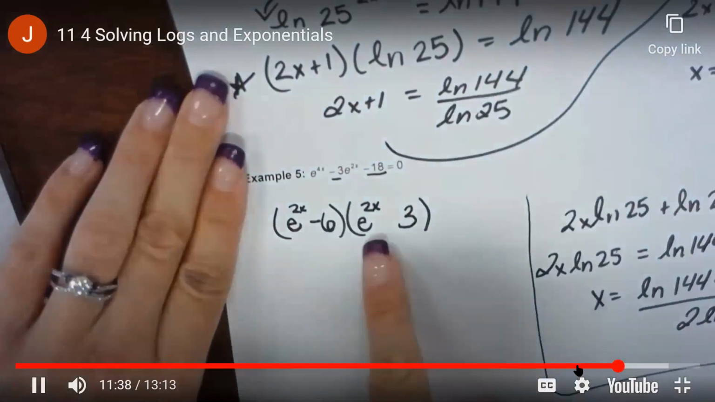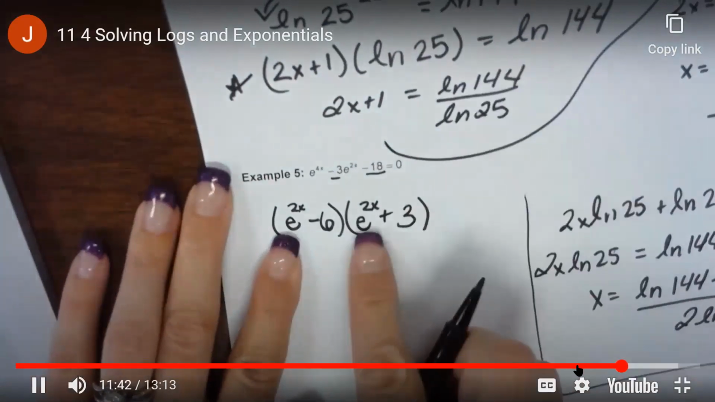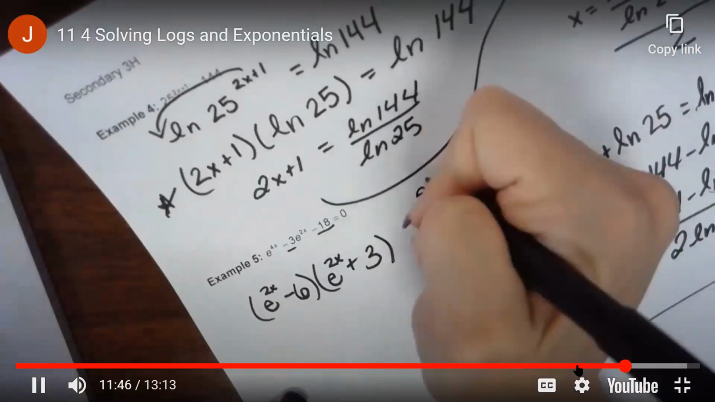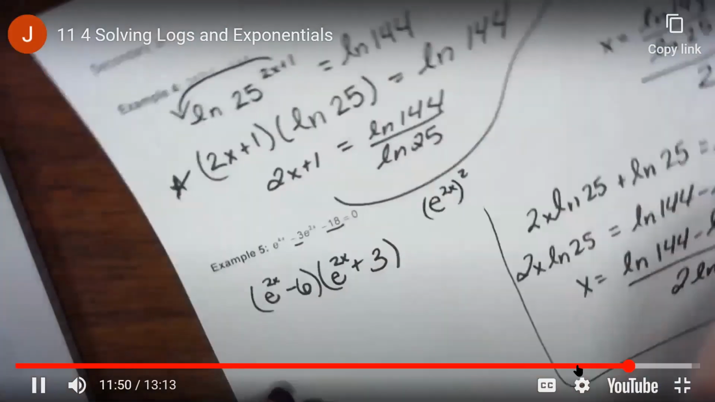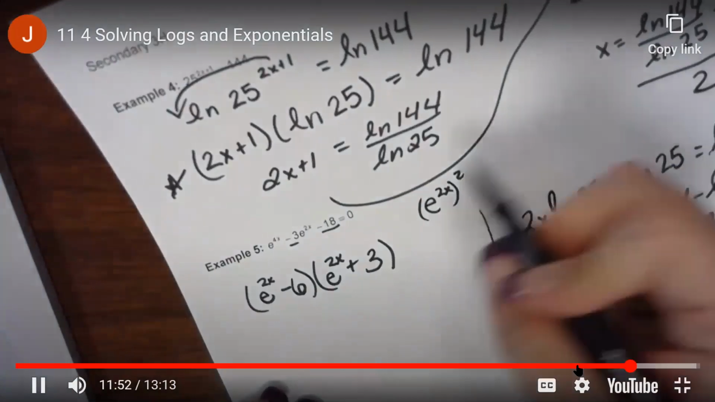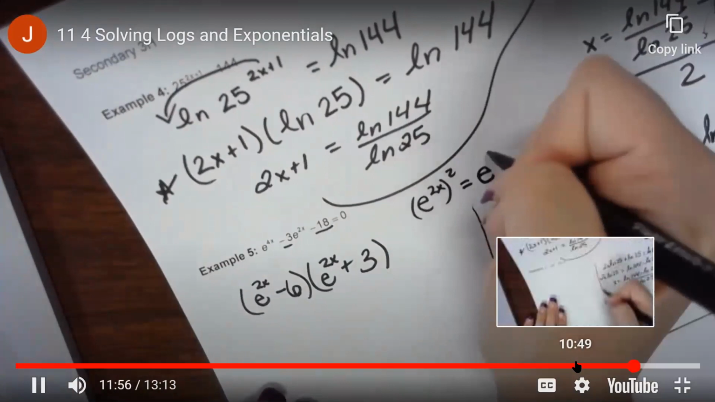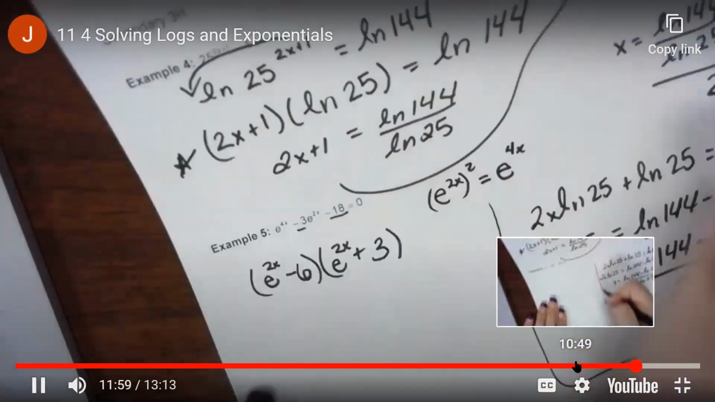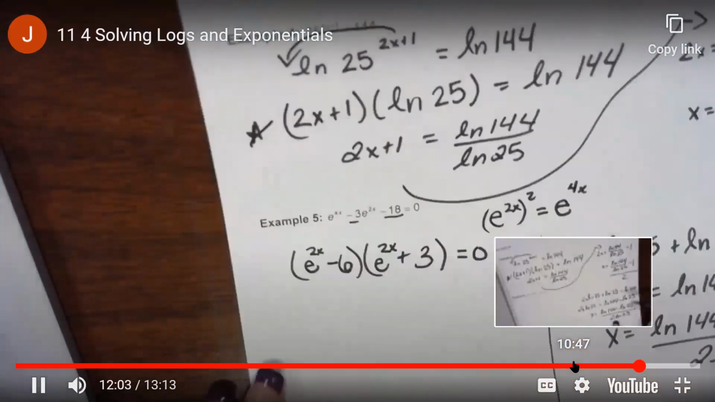e to the x times e to the x. Well, that's e to the x squared. Think of this as e to the x squared. And what do you guys do with exponent to exponent? We multiply, so we get e to the 2x. Okay, so that's just to prove it to you. We get this equals 0.